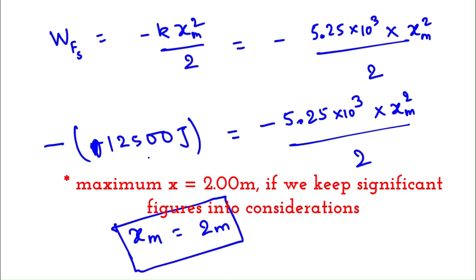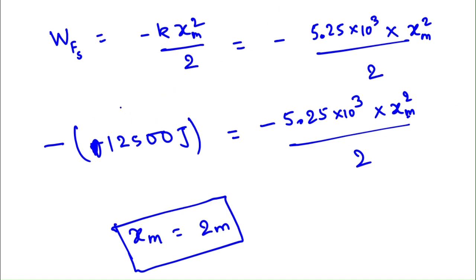You can solve this to get x m, and there should be no confusion about how I have equated minus k x m squared by 2 to this value, because at the end the spring will get this much energy from that moving car. The potential energy raised in this spring should be equal to the work done by this colliding car. Okay, it has been done.